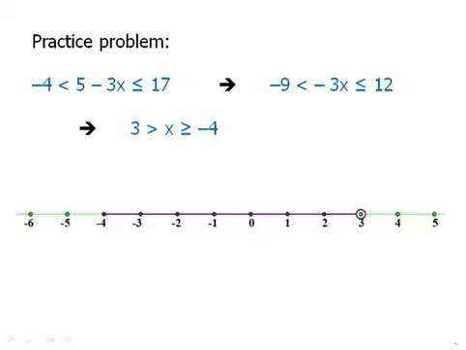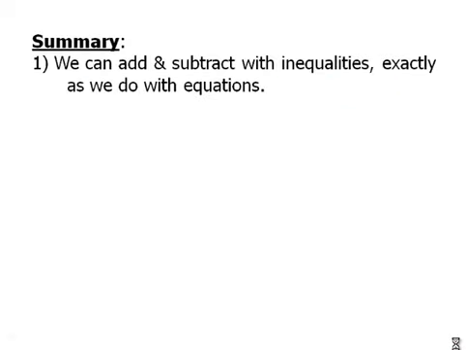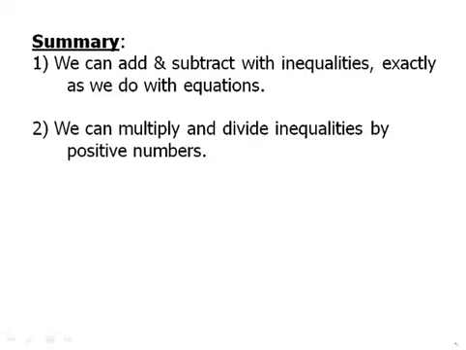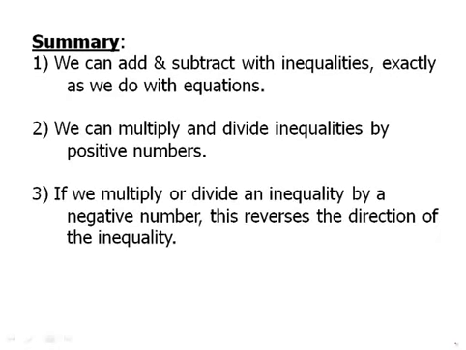And just to be clear, we could have any decimal up to 3. We could have 2.9, 2.99, 2.9999999. We could have any decimal as close as we want to 3, and that would still be in the solution. We just can't equal 3. In summary, we can add or subtract with inequalities exactly as you do with equations. We can multiply and divide inequalities by positive numbers. If we multiply or divide an inequality by a negative number, this reverses the direction of the inequality.